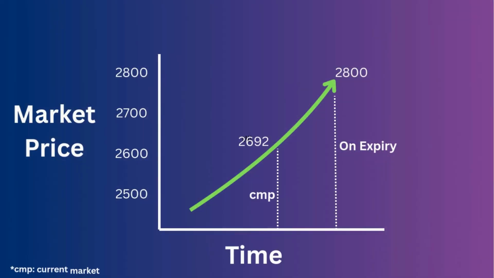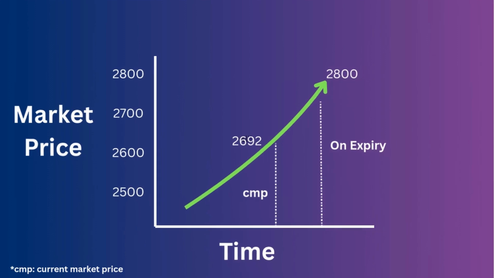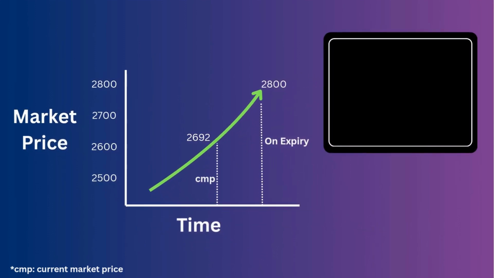Now suppose at expiry TCS moves up to 2,800 rupees. Since your strike price is 2,680 rupees, you have a price advantage of 120 rupees per share. When this 120 rupees is considered across 175 shares, the total value of the option becomes 21,000 rupees.